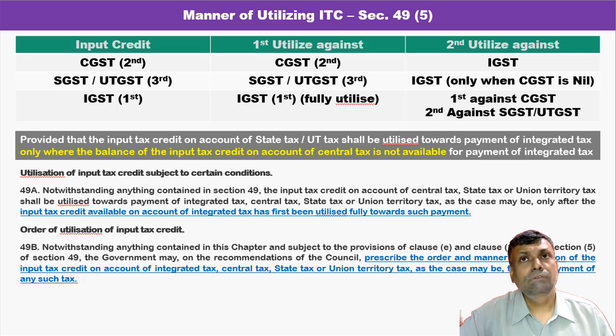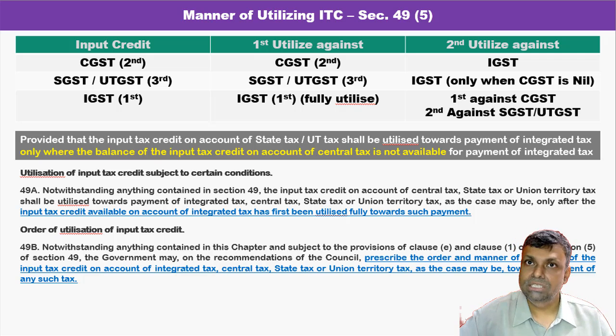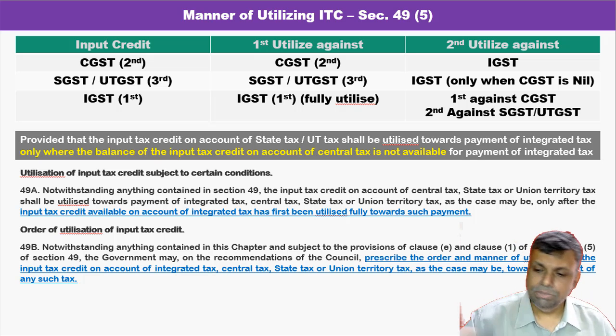Okay, next, manner of utilizing the input tax credit. Section 49, friends, makes it very clear that there is a specific manner in which the input tax credit has to be adjusted or considered. Now here there is a simple mechanism that should always be kept in mind. There is something called priorities, and the priorities are basically like this.